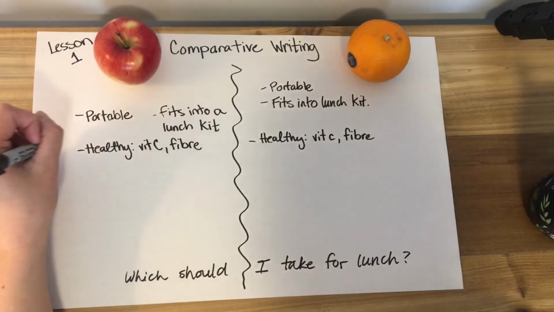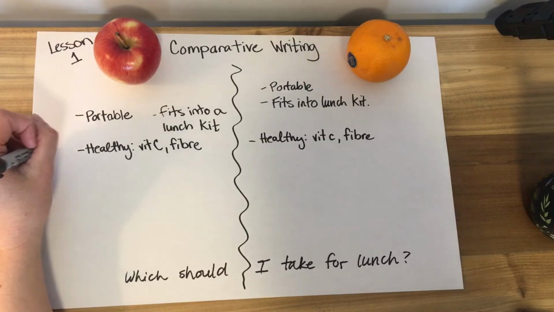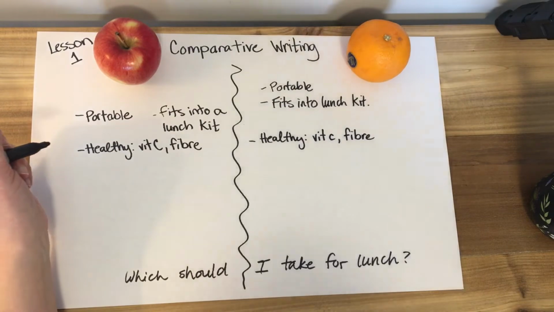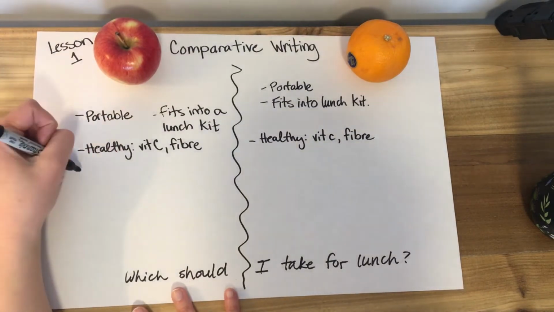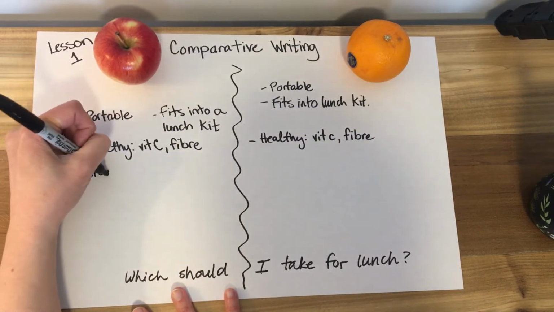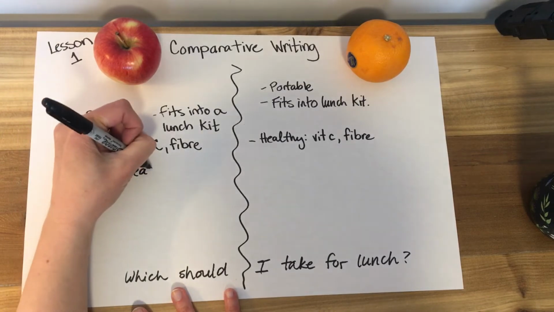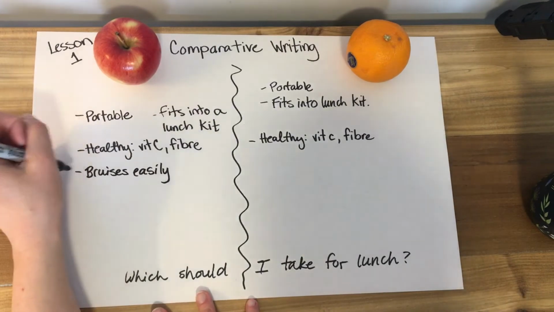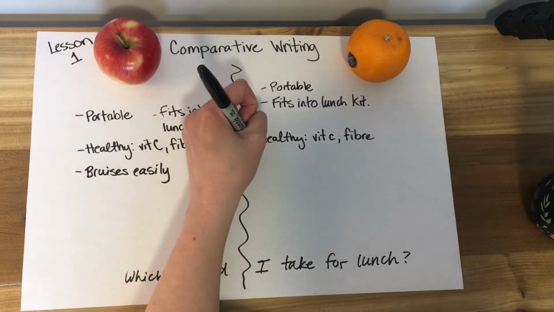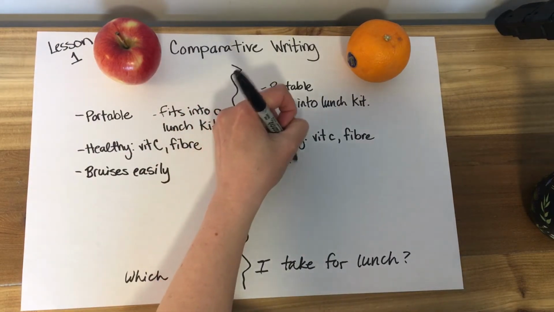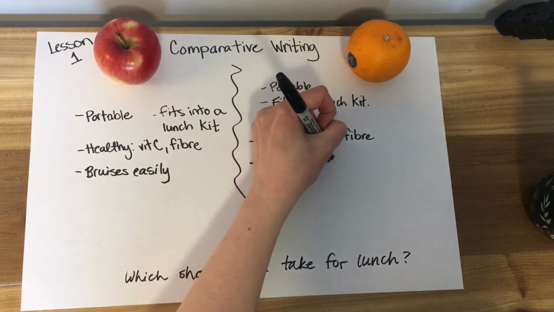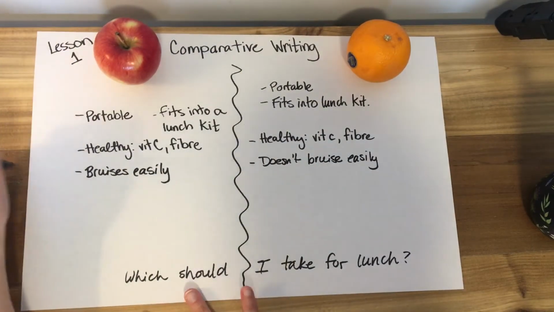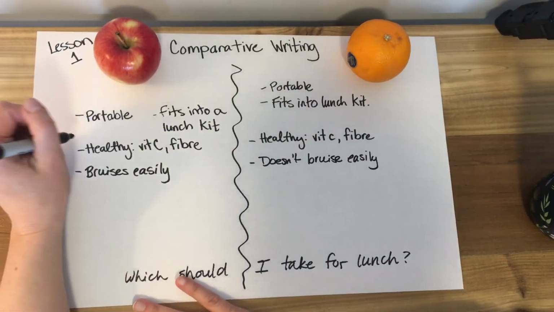All right. Now, for some of you, you might have issues with, you want to think, well, which one is going to last better from breakfast until lunch? Well, the apple bruises more easily, isn't it, than the orange? I mean, it's not as bad as a banana. Those are the worst to take for lunch because they really bruise. Doesn't bruise easily. So now the choice is getting easier to see what maybe you should choose. So one bruises easily, one doesn't bruise easily.